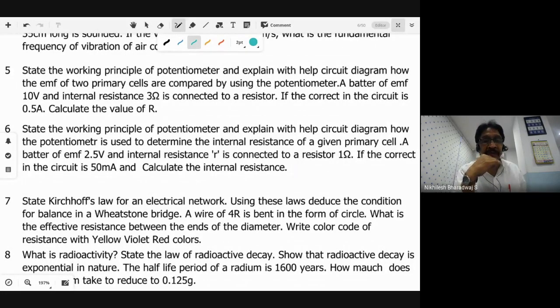A battery of EMF 2.5 volt and internal resistance r is connected to a resistor of 1 ohm. If the current in the circuit is 50 milliampere, calculate the internal resistance. Same formula, you can use it. Use the same formula and please give me the answer.